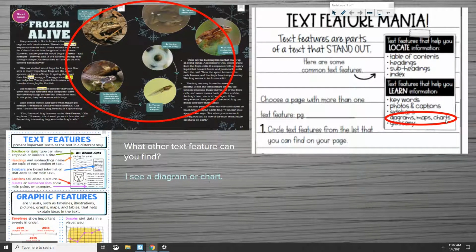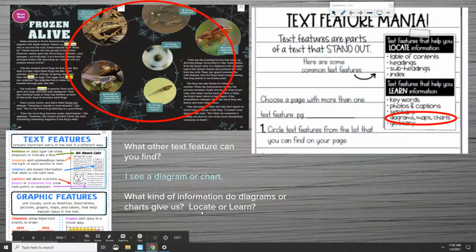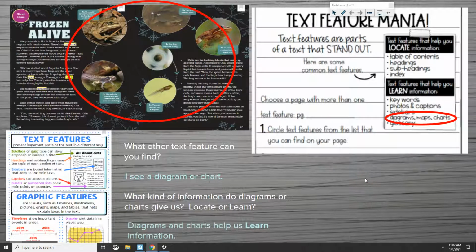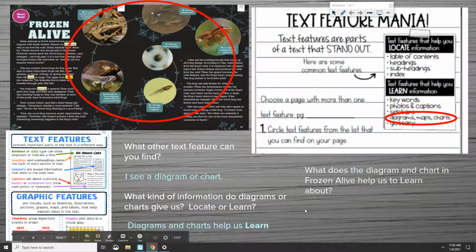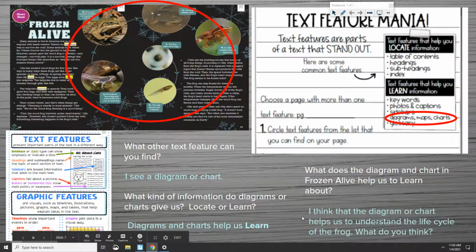So one thing is the diagram. This whole thing is a diagram. Yes, there are photos and captions in it, but it is a diagram to show us the life cycle of the frog. And are we using it to locate or learn information? You should have said to learn information. Diagrams help us to learn information. And what does the diagram and chart help us learn? I think the diagram or chart helps us to understand the life cycle of a frog.